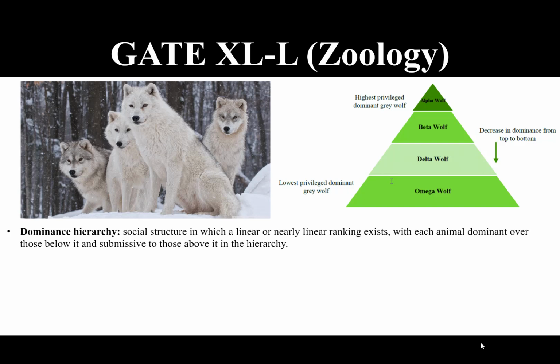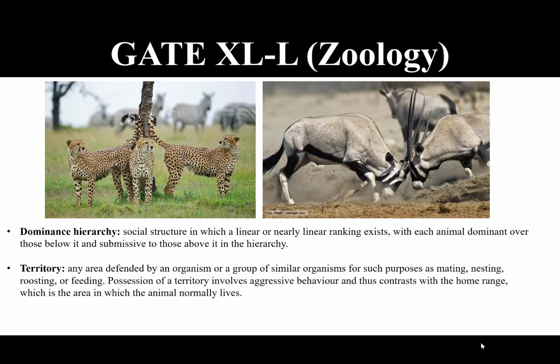It is a social structure in which a linear or nearly linear ranking exists, with each animal dominant over those below it and submissive to those above it in the hierarchy. So this can be seen in the case of wolves, where you have the alpha wolf who is the highest privileged dominant gray wolf, and the least privileged is the omega wolf. So the ranking system is alpha followed by beta, then delta and omega.